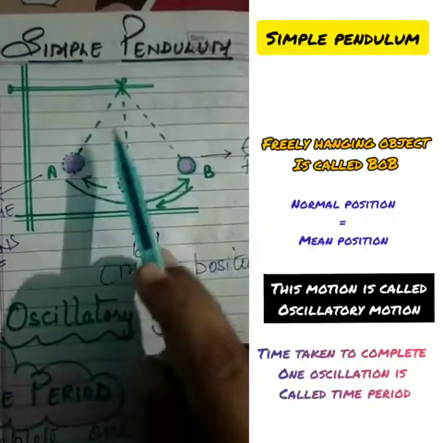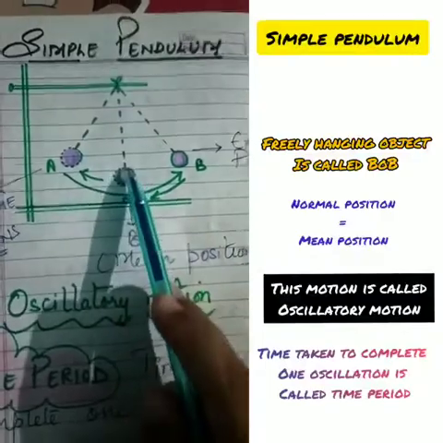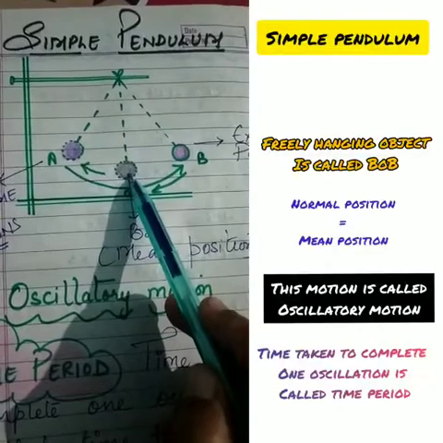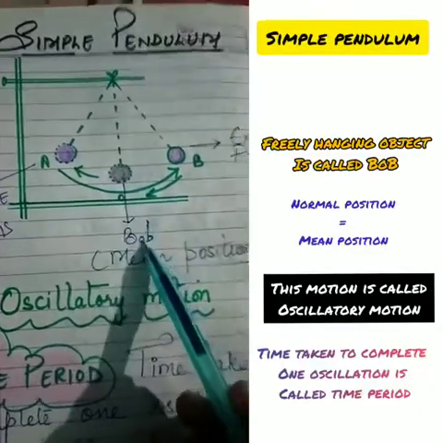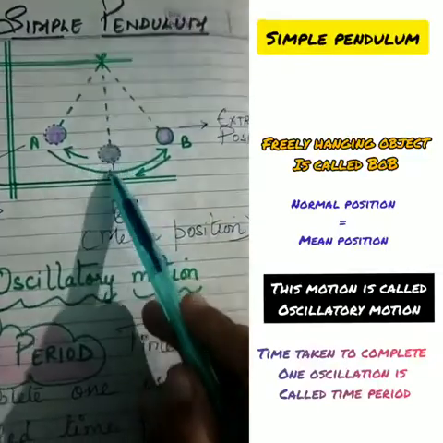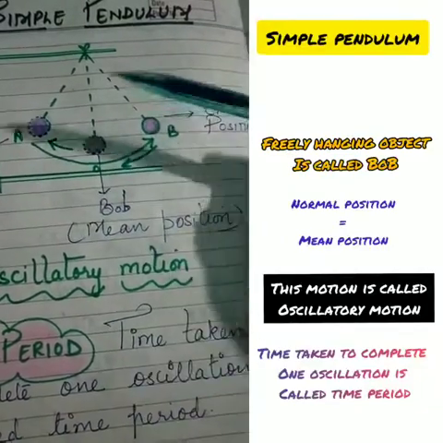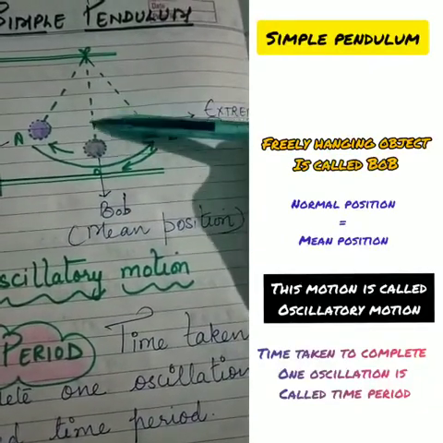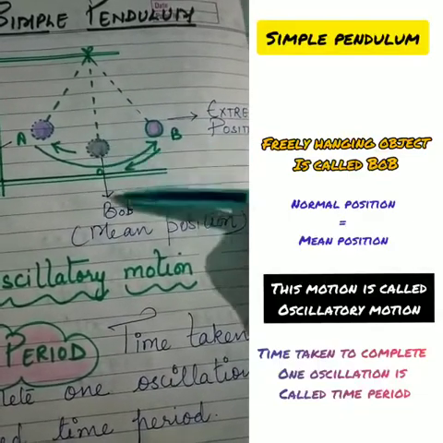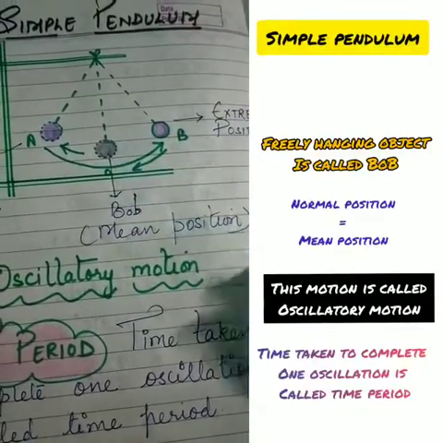See, this is a simple pendulum. This is the thread. It's suspended by way of a thread. And this freely suspended object, this freely hanging heavy object, is called the bob of the simple pendulum. This position of the bob is called the mean position of the simple pendulum. A heavy object hanging by way of a thread suspended freely is called the bob. The standing still position of the bob is called its mean position.